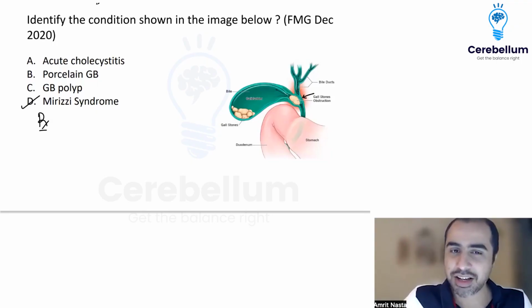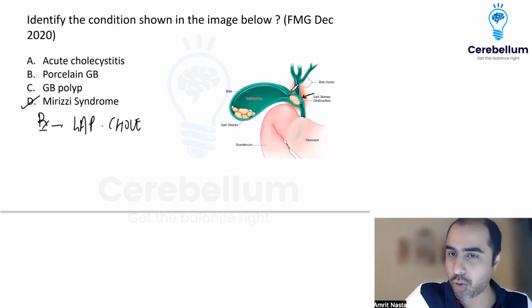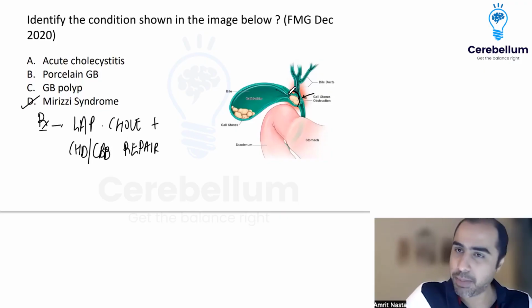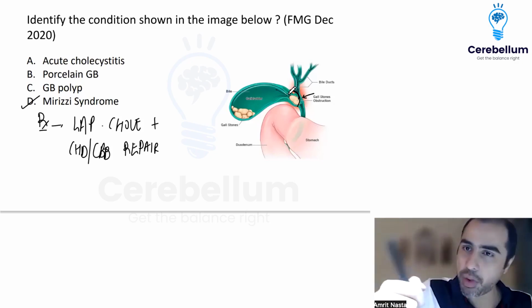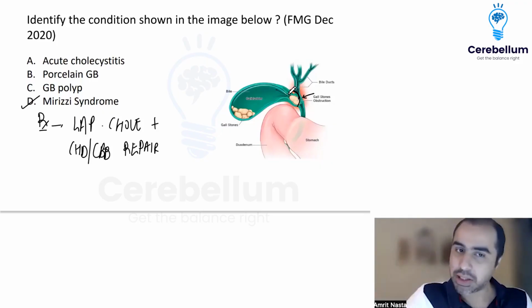What surgery? Yeah, the treatment is going to be lap cholecystectomy, but that's not the only thing you will do. When I do lap chole, this duct can open where it is getting compressed. So lap cholecystectomy with CHD or CBD repair. When I remove the gallbladder, the place where it is compressing the common hepatic duct, there is an injury. That has to be repaired. So that is going to be the treatment.